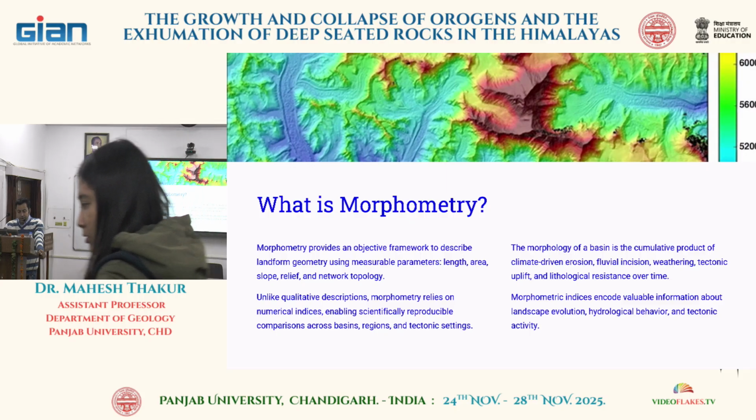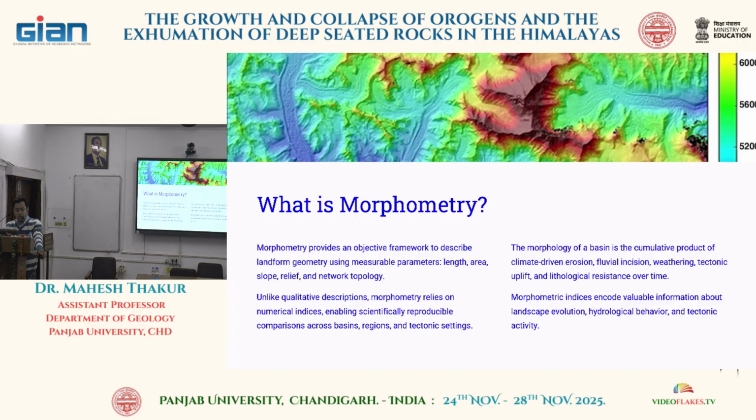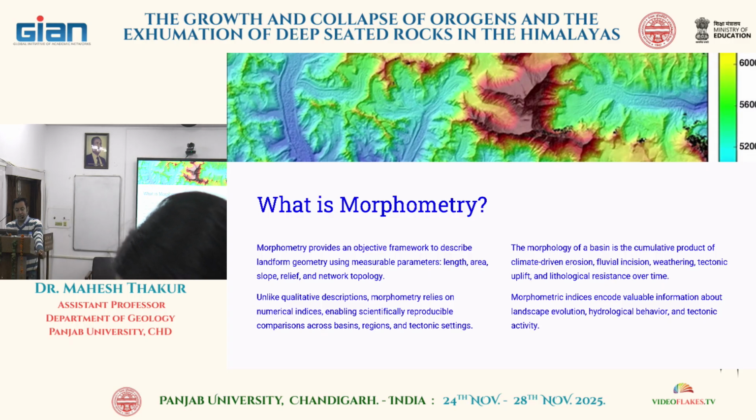So, what is morphometry? Morphometry provides an objective framework to describe landform geometry using measurable parameters like length, area, slope, relief, and network topology. Unlike qualitative description, morphometry relies on numerical indices, enabling scientifically reproducible comparisons across basins, regions, and tectonic settings.